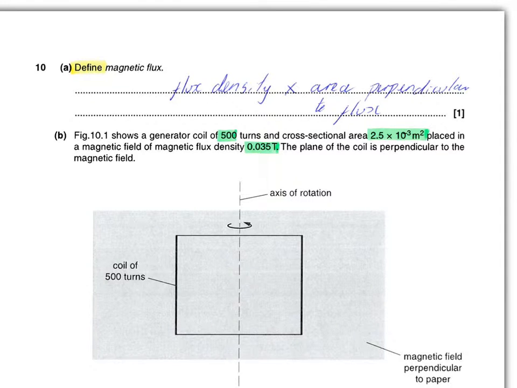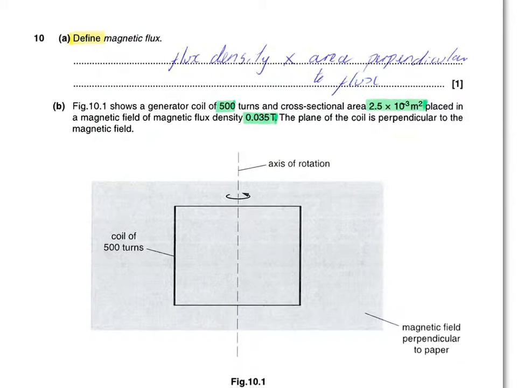So this is G485 homework booklet question 10, and starting off simply being asked to define the magnetic flux, and that's the flux density multiplied by the area perpendicular to the flux. We've now got a generator coil. We're going to be coming back to this diagram a lot.